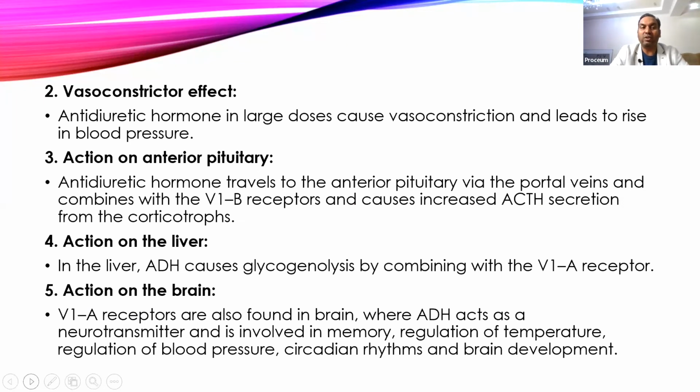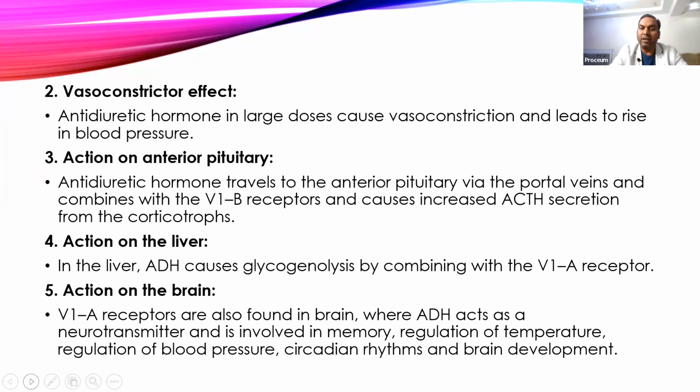Now come to the vasoconstrictor effect. This antidiuretic hormone acts on V1 receptors and causes vasoconstriction, and that can lead to an increase in blood pressure. But this usually occurs at a little higher concentration, not at a normal dose. It needs a large dose, and this will be effective when there is a severe decrease in blood pressure. Then only will ADH be increased and try to increase the blood pressure.